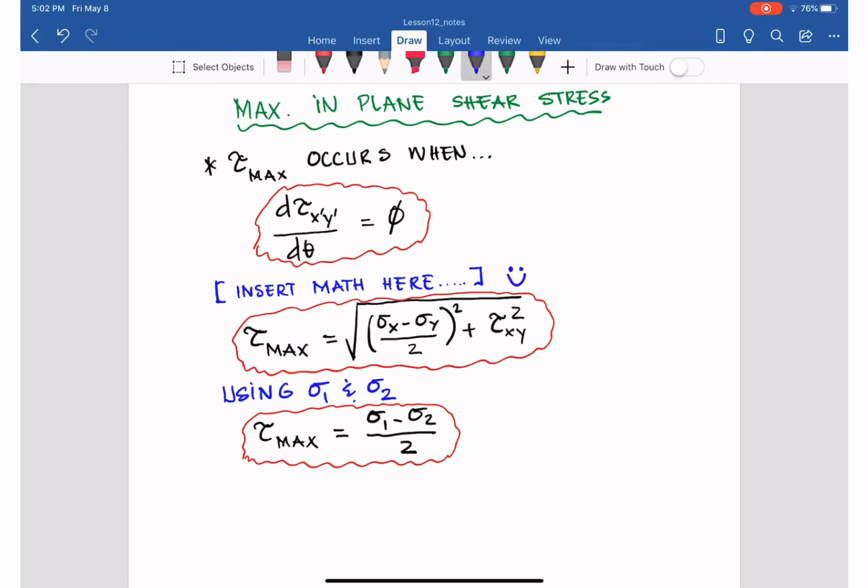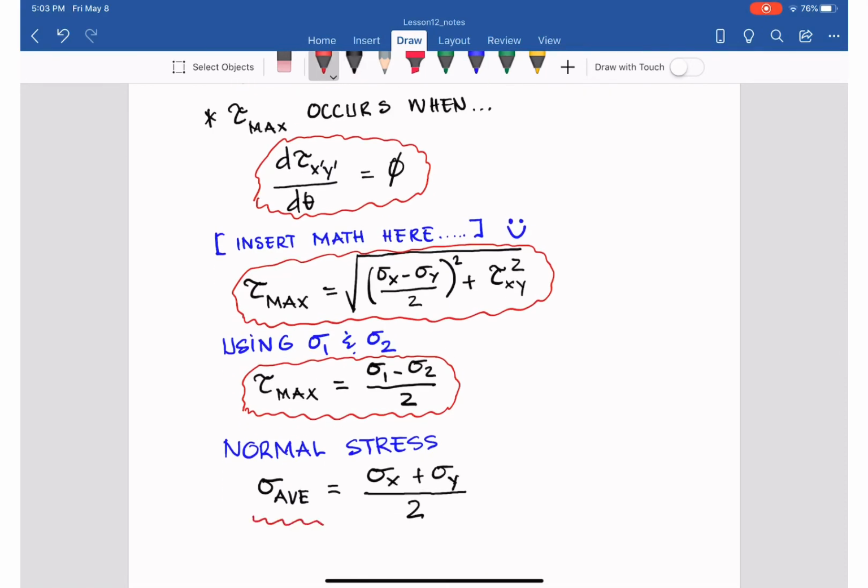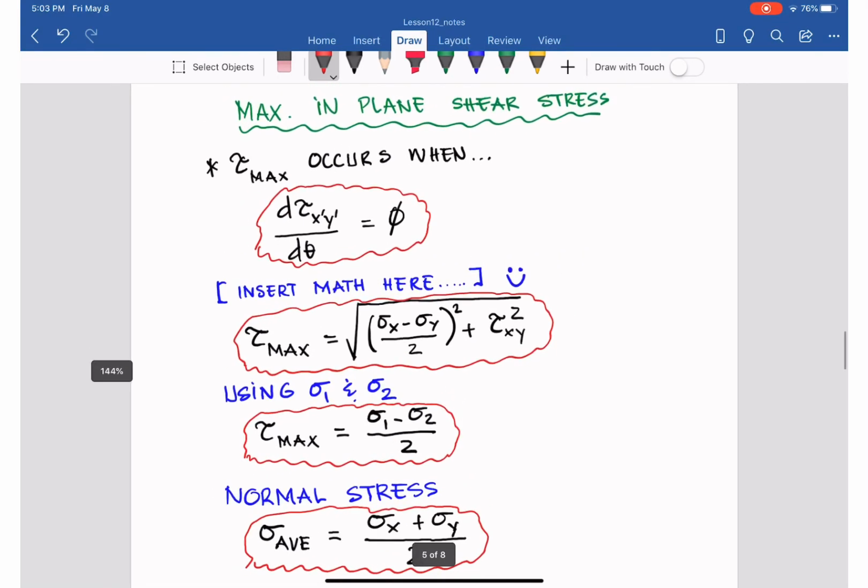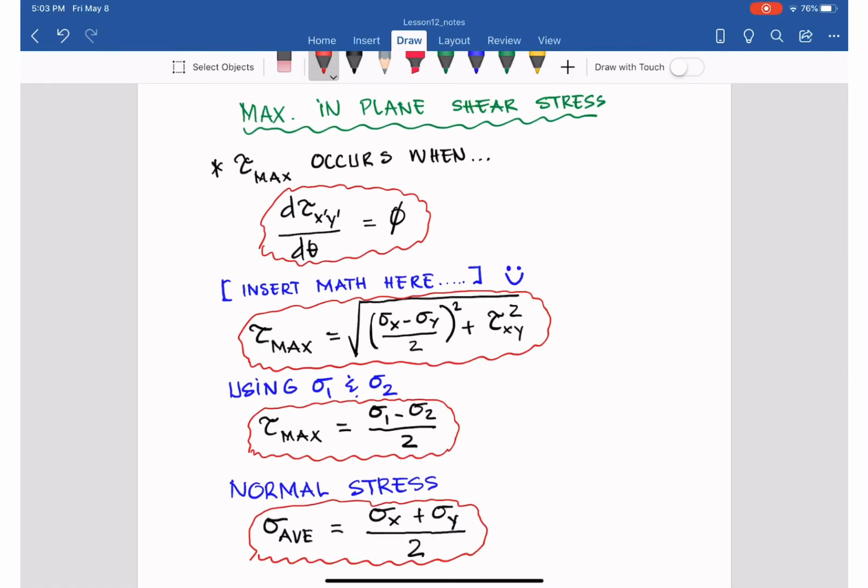So in this case, the normal stress for that one is called sigma average. Sigma average equals sigma x plus sigma y over 2. Let's box that equation as well. So when we get the maximum shear stress, the normal stress equals sigma average.